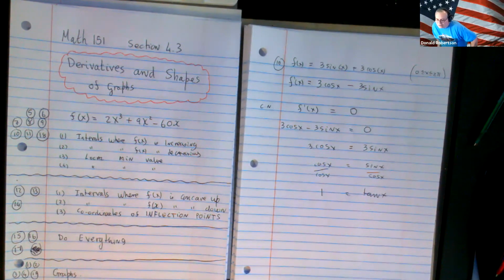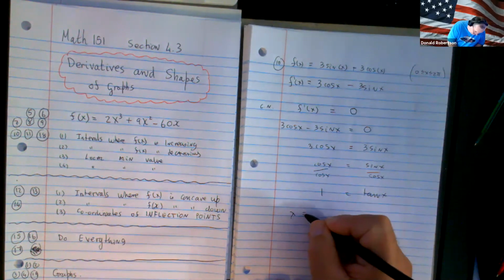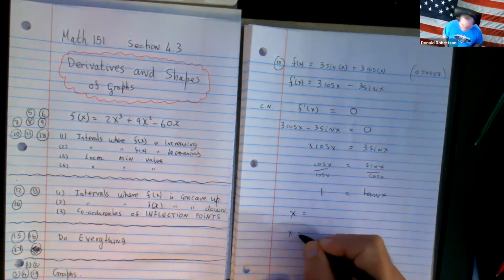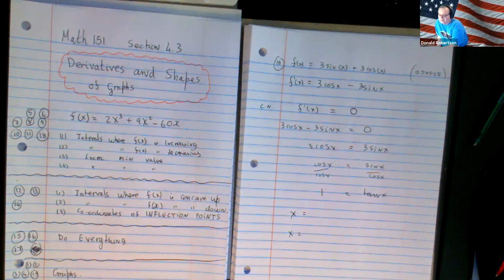Now all you need to do is tell me what values of x have a tangent of 1, right? What angles have a tangent of 1? There's actually 2. There's one in the first quadrant, and then there's another one in one of the other quadrants. Does anybody know what angle has a tangent of 1? What angle has a tangent of 1?